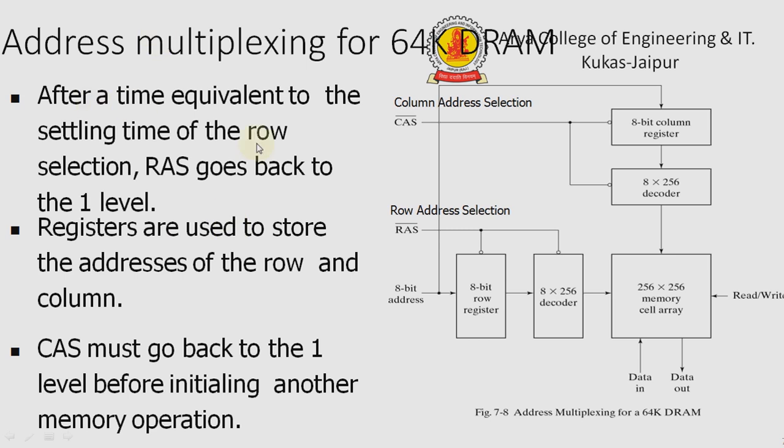So here we can see, after a time equivalent to the settling time of the row selection, RAS goes back to the one level, and the registers are used to store the address of the row and column. CAS, the column address strobe, also goes back to the one level before initiating another memory operation. So with this type of address multiplexing, thousands of memory bits can be used for storing more and more data.